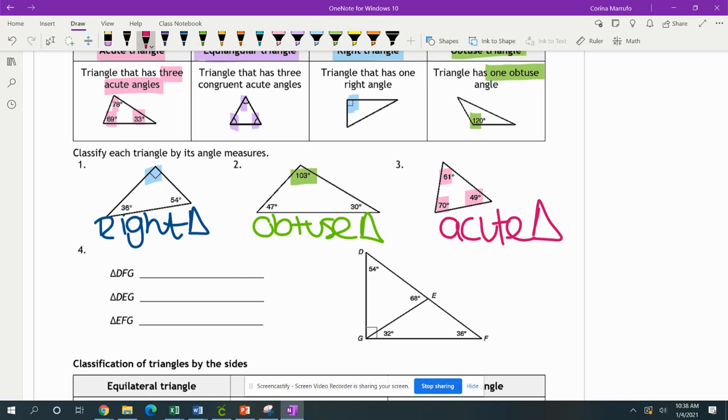Okay, the next one, number 4. So this one has 3 different triangles. The first one that they want us to look at is DFG. So DFG is this big triangle here. Okay, and then if we look, this angle is 54, this one's 36, and then this one right here is the right angle. It's the whole thing, not the 32, because that's just that little piece. So that means this one is a right triangle.